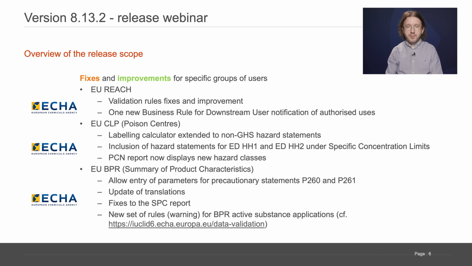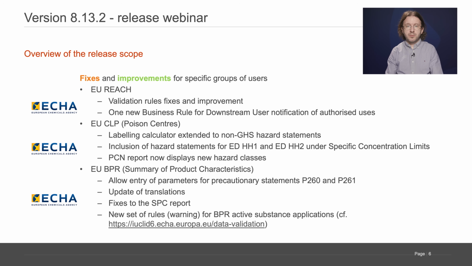Under the EU classification, labeling and packaging regulation, we have some changes that are relevant to poison centers notifications. There we have extended the labeling calculator to take into account non-GHS hazard statements. We have also included the new hazard statements introduced in April this year for endocrine disruptors for human health, and this is now possible to be selected when specifying specific concentration limits. The PCN report was updated as well to display these new hazard classes.